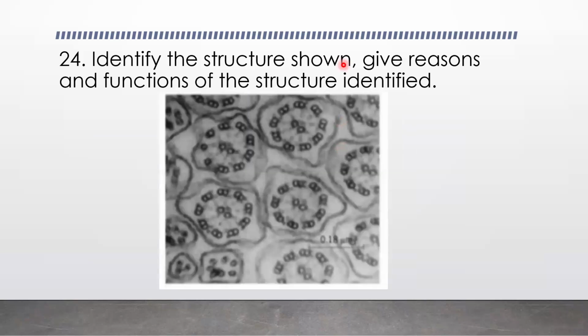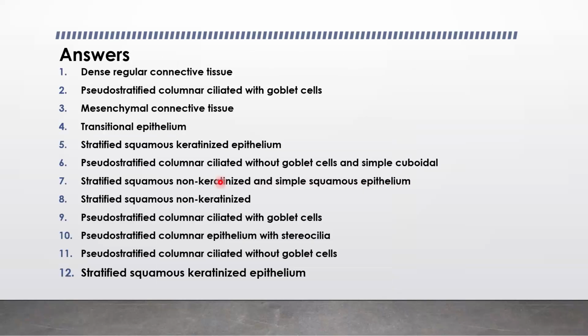Then at this point, we can wrap it up with identifying this. This is a transverse cross-section of cilia. So the 9 plus 2 rule, you can appreciate it here, an electron microscopy of the cilia. So those are the answers for the questions provided.